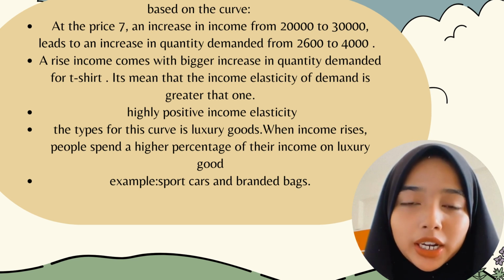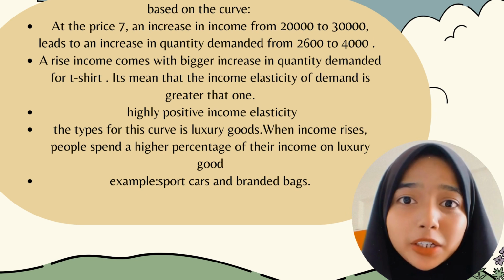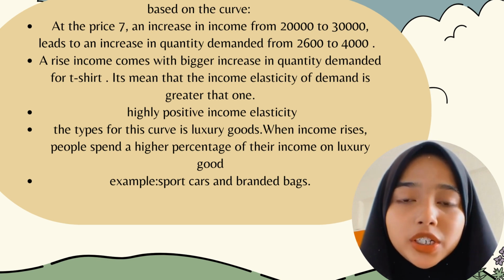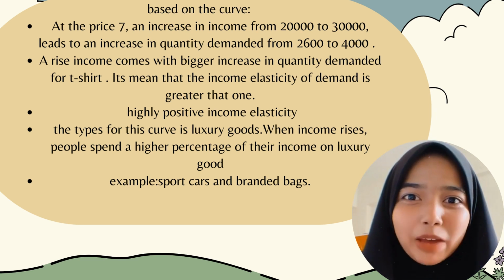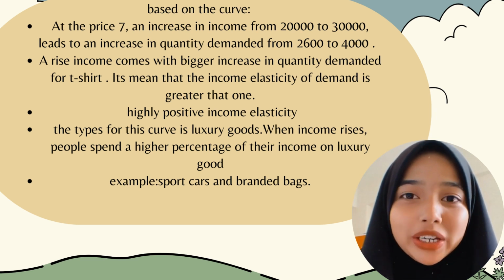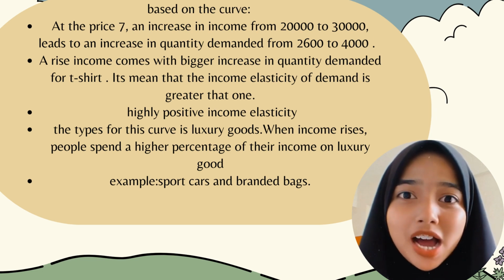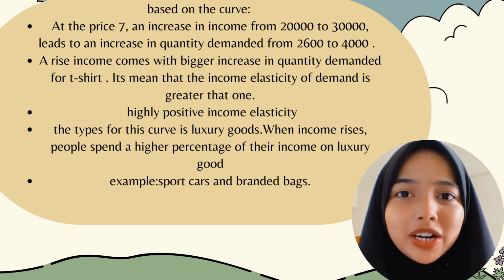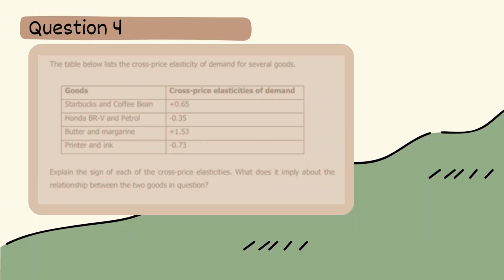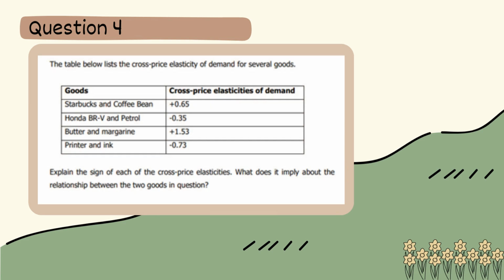Based on the curve and the graph, it shows a highly positive income elasticity because we find the value is 1.08, which is more than 1. So the curve is highly positive. The type for this curve is luxury goods. When income rises, people spend a high percentage of their income on luxury goods. Other examples of luxury goods are sports cars and branded bags.